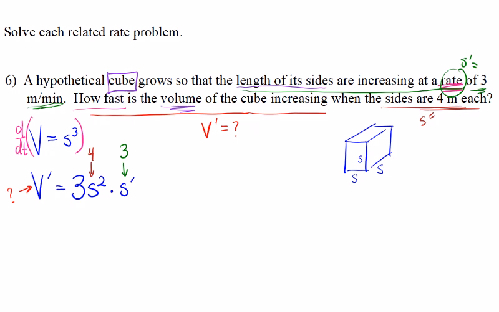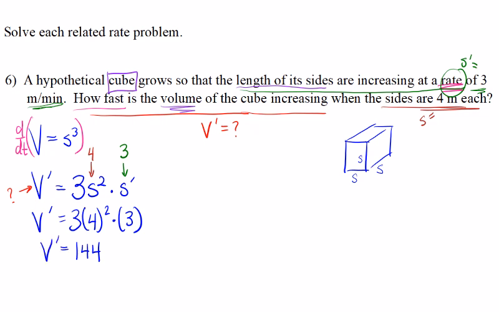Okay, so now we plug everything in. So it's going to be V prime equals 3 times 4 squared times 3. And then we just work that out, right? So exponents first, PEMDAS, so that's going to be 16. And so it's going to be 3 times 16 is 48. And 48 times 3 is going to be 144. All right, so that's our V prime value.